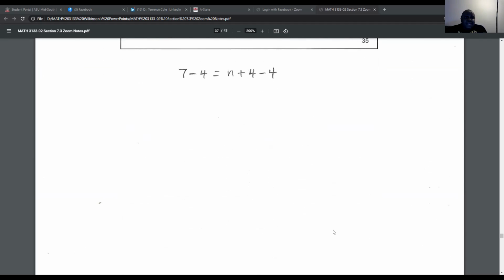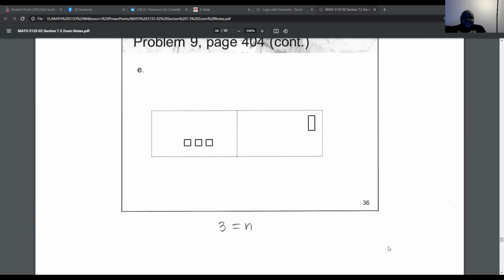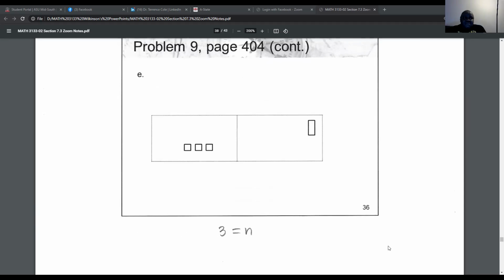And then finally, I have this. 3 1 tiles, that's 3, equals 1 n tile, that's n. That represents 3 is equal to n, or n is equal to 3. So here's just that one problem that's separated into 5 different slides.